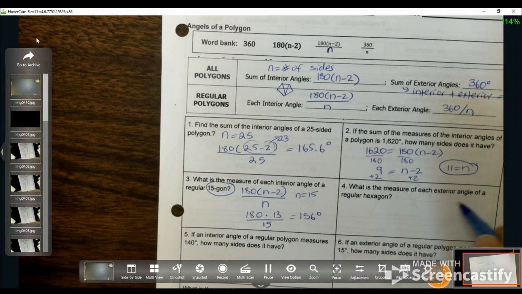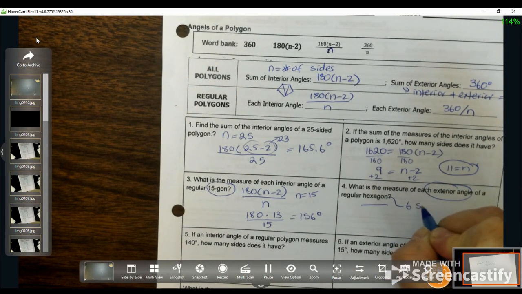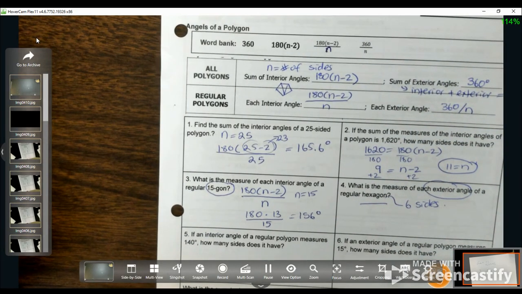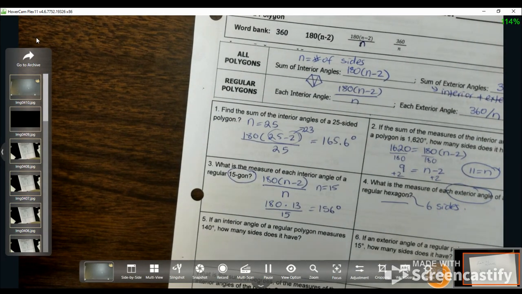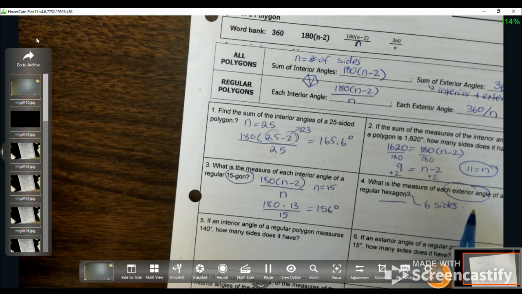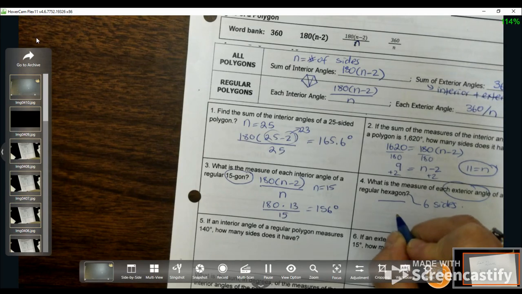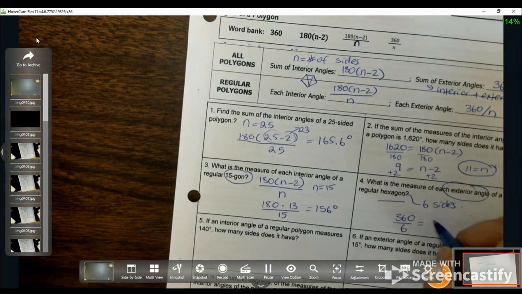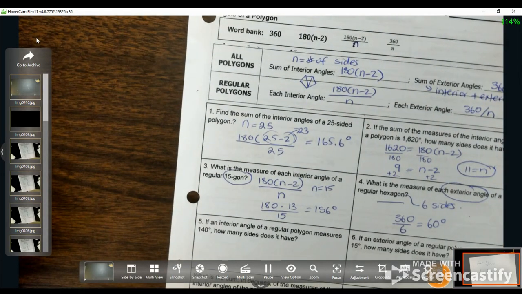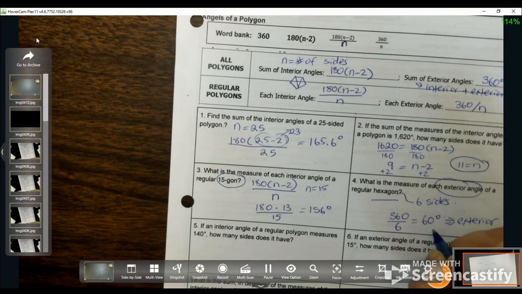So now we're looking for each exterior angle of a regular hexagon. A hexagon has 6 sides. The exterior angles add up to 360. So I'm going to go 360 divided by 6, which is equal to 60 degrees. Okay, this is equal to the exterior angle, and the interior angle is 120 degrees.